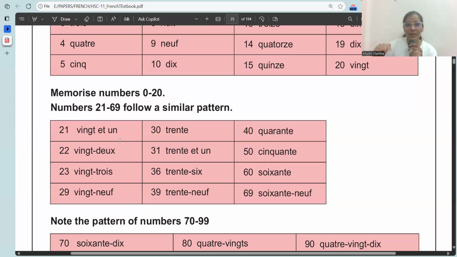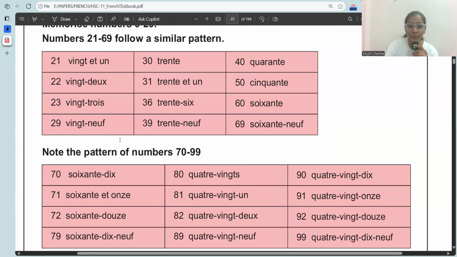Now 40 is known as quarante. Then 41, again the same, until 49. 50 is known as cinquante. Then 60, soixante, and then 69. Then moving on.